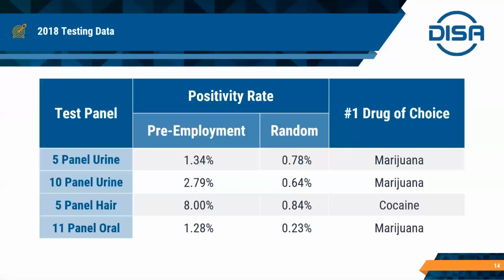This breaks out testing data, and again, this is DISA specific. We have this available on our website with regards to a return on investment calculator based on number of employees, what the potential cost of drug abusers are to your organization. But you can see, just as an example with pre-employment, the differences between 5-panel urine, expanding it to a 10-panel urine test, changing or adding the 5-panel hair test, and then you can see the 11-panel oral fluid test.